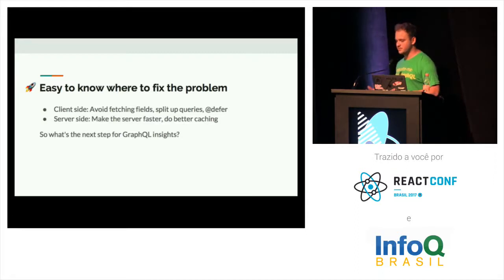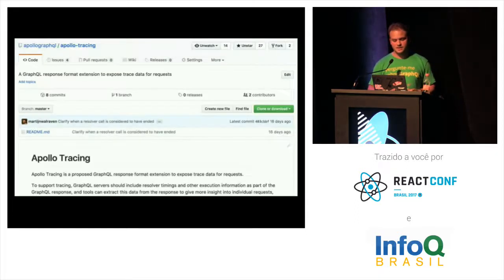So let me tell you about the next step for GraphQL Insights that I'm really excited about. And this is Apollo tracing. Apollo tracing is a new thing that we've been working on, which is an open standard for describing performance data for a GraphQL API. You can check it out on GitHub right there.